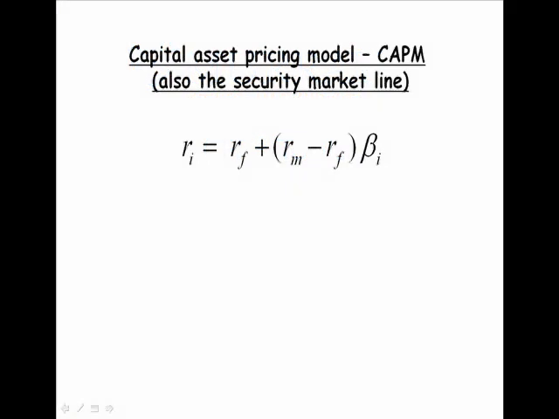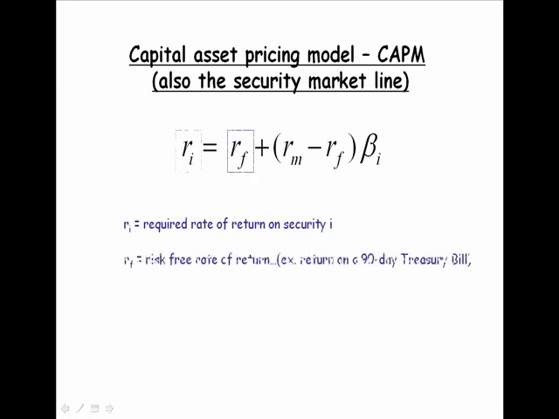This formula is the capital asset pricing model. Now, this formula is actually the equation of a line, and when this line is graphed, the line is referred to as the security market line. Well, we use the capital asset pricing model to help us determine the required rate of return on a security.